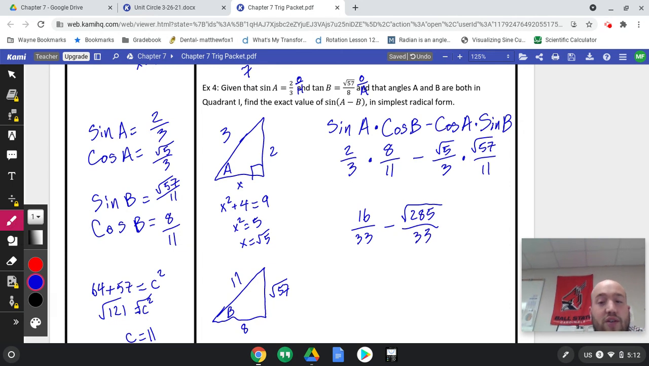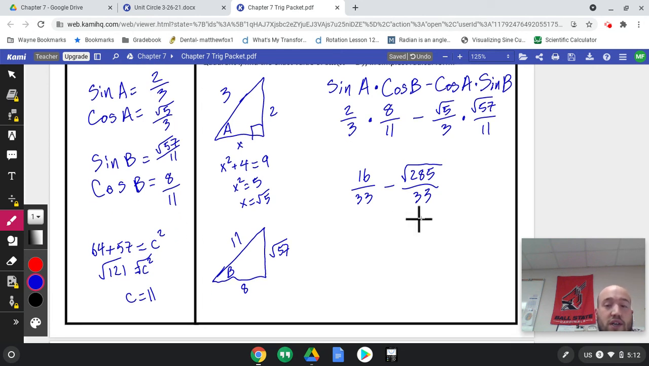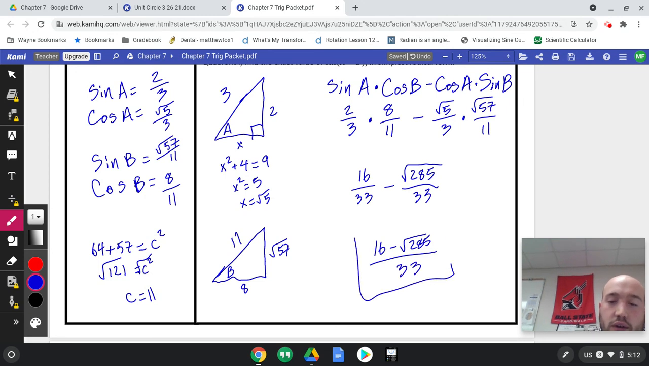Remember, when we're multiplying, the denominators do not have to be the same. If we're adding or subtracting, we do need them to be the same. So we got a common denominator. All we got to do now, 16 minus the square root of 285, all that over 33, and we are done. So, wow, that was kind of tough.